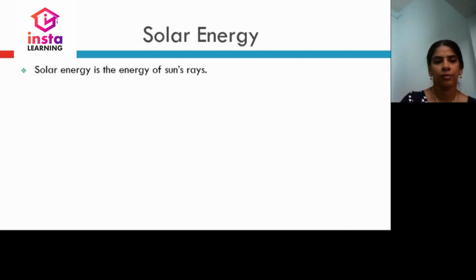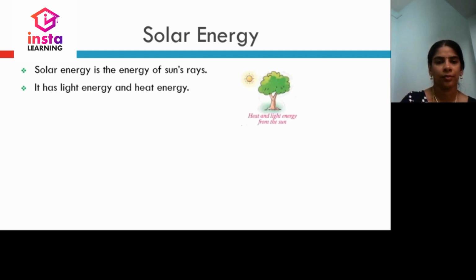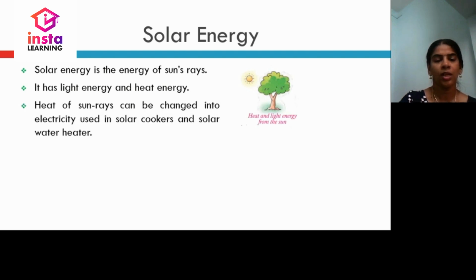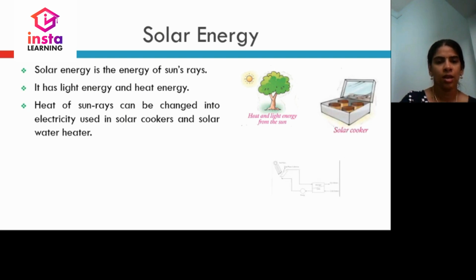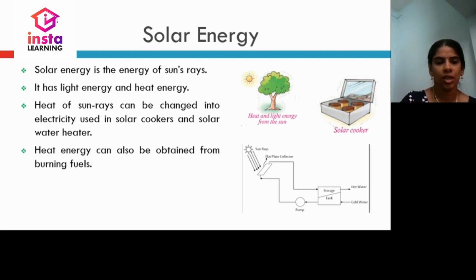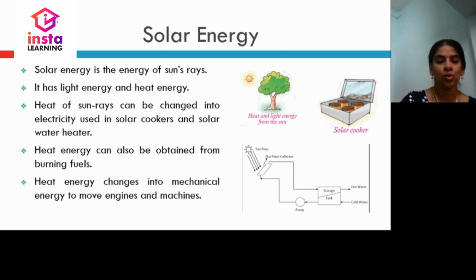Solar energy. Solar energy is the energy of sun rays. It has light and heat energy. Heat of sun rays can be changed into electricity, which is used in solar cookers and solar water heaters. Heat energy can also be obtained from burning fuels. Heat energy changes into mechanical energy to move engines and machines.